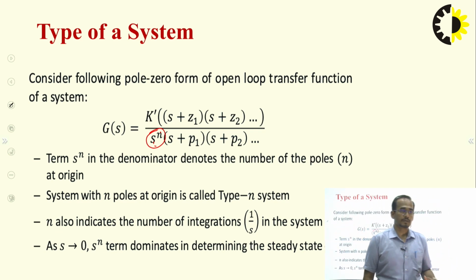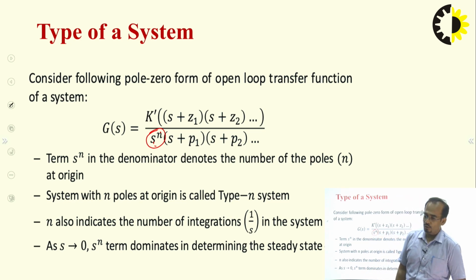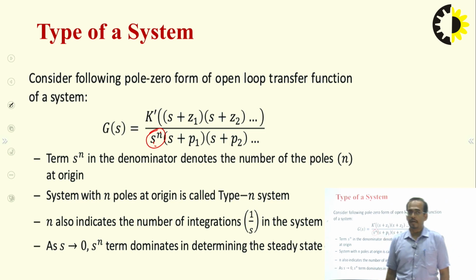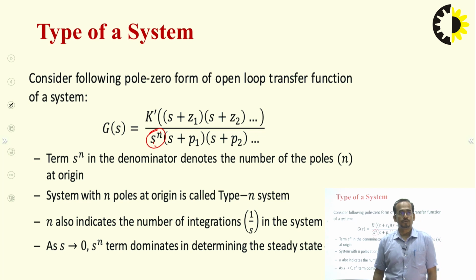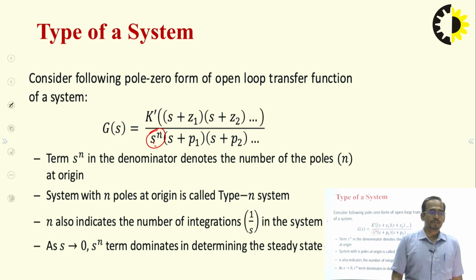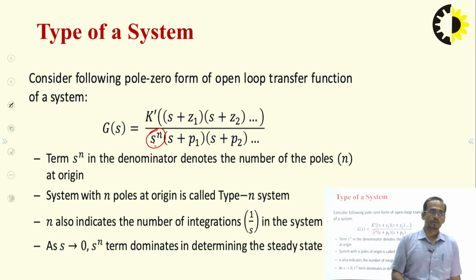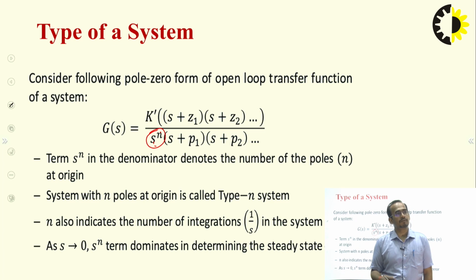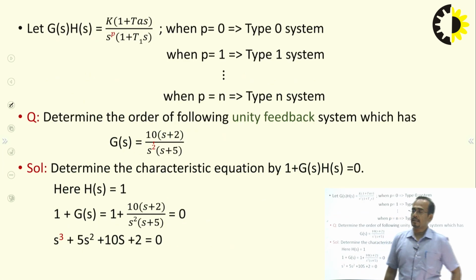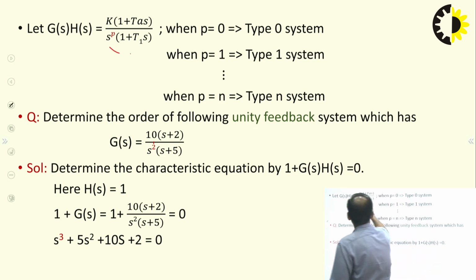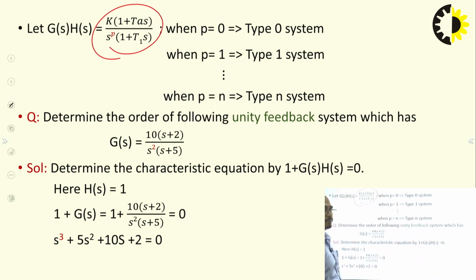Whenever you are going to find the type of the system, you have to find the value of G(s) and H(s). After finding the value of G(s) and H(s), you can easily find the type of the system. You just have to see the number of open loop poles occurring at origin, and the number of open loop poles will give the information about the type of the system. Let us take an example. G(s)H(s) is equal to K(1 plus Ta s) upon s to the power P (1 plus T1 s), where P equal to 0 is a type 0 system, P equal to 1 is a type 1 system. Let us take this example.